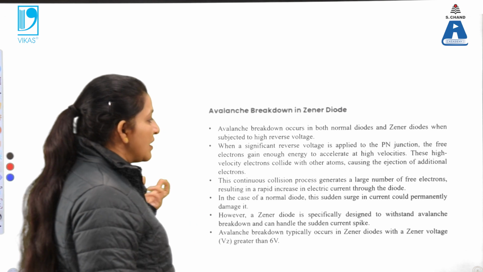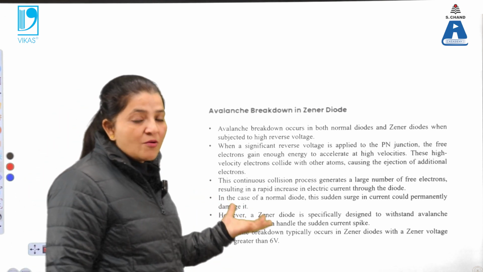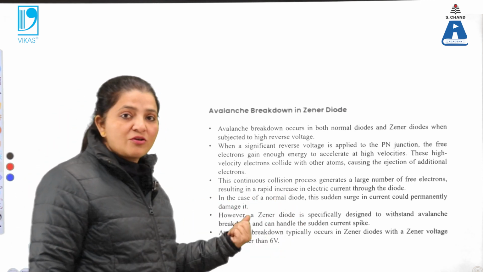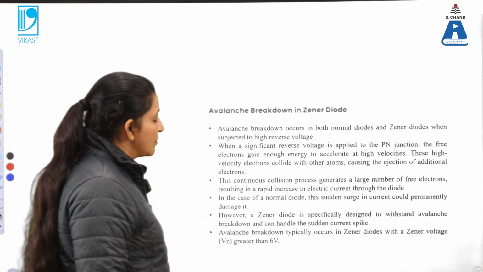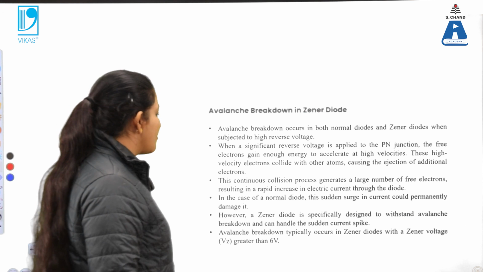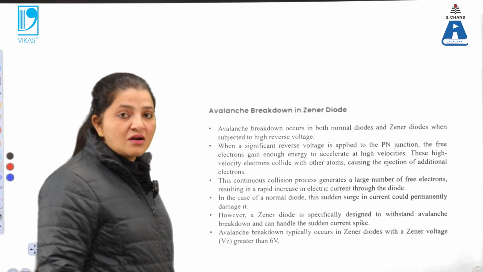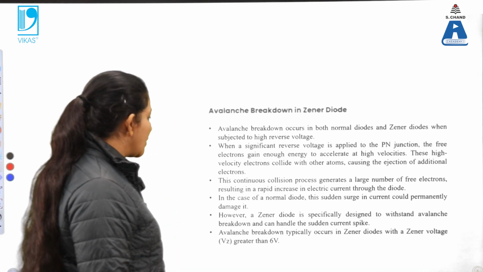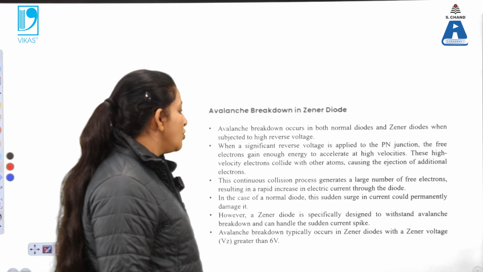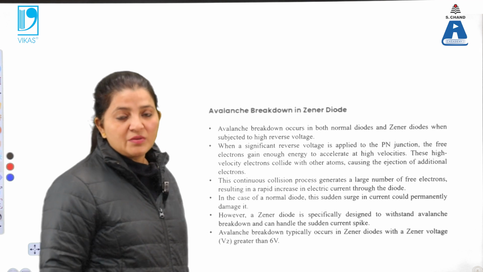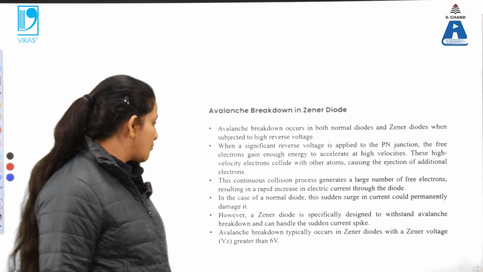So we know that the electrons will be ejected, and there is also a motion of the ions, and this continuous collision process generates a large number of free electrons, so the current is enhanced. In the case of a normal diode, this sudden surge in the current could permanently damage it. So the material gets damaged.